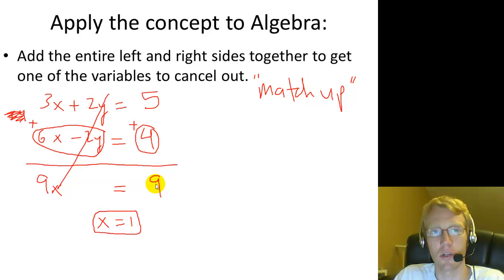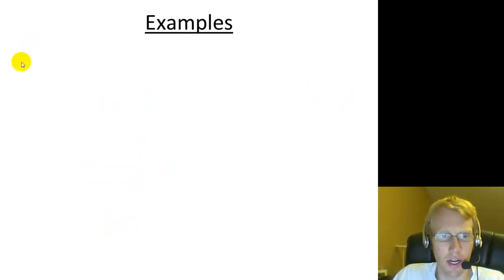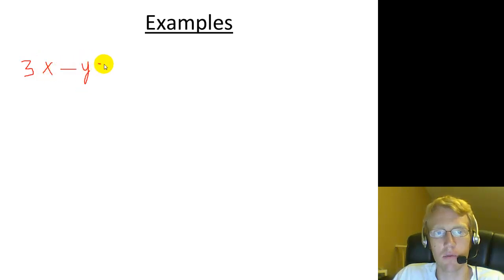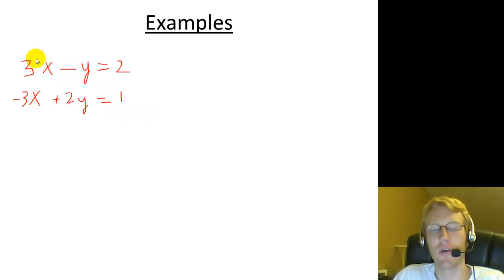Okay, let's look at some more examples. Let's try 3x minus y equals 2 and negative 3x plus 2y equals 1. You can see right away, you compare your x values. These match up. We've got a positive 3x here and a negative 3x here. The y's don't match up, but that's okay because the x's are what's going to cancel. So I add the two equations together.